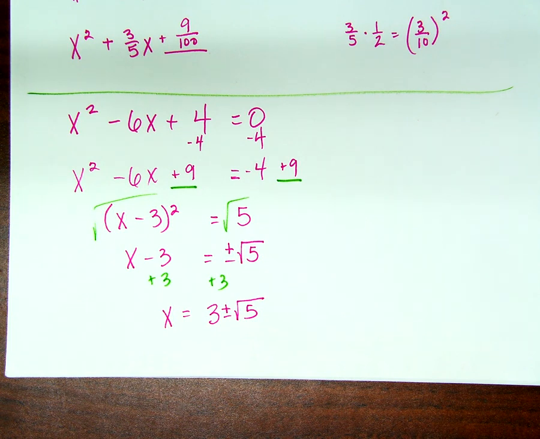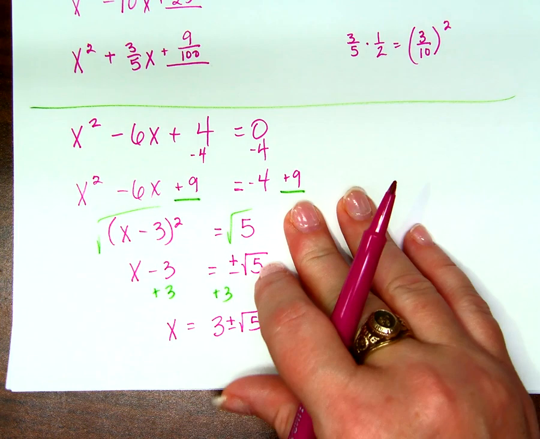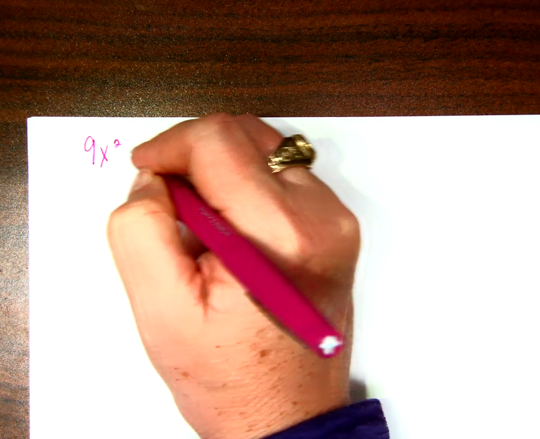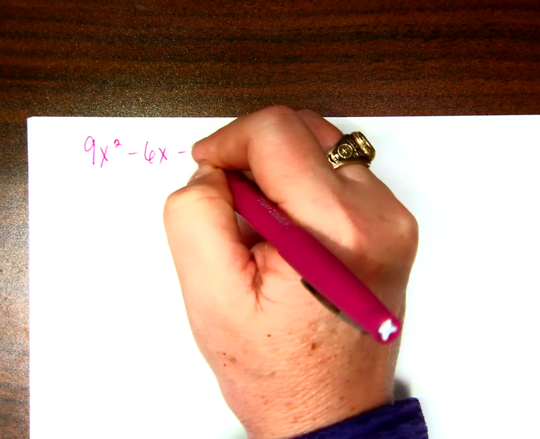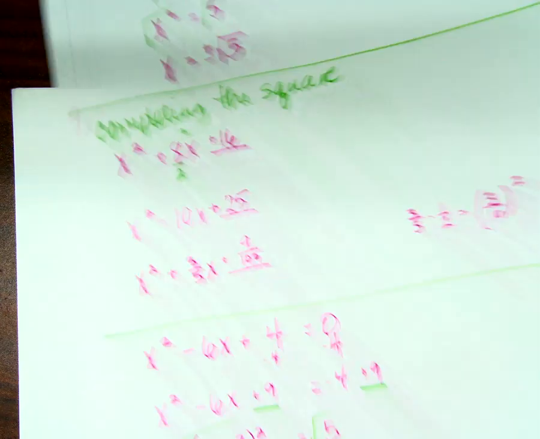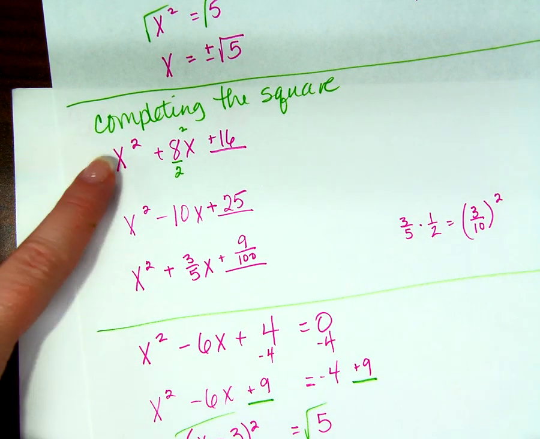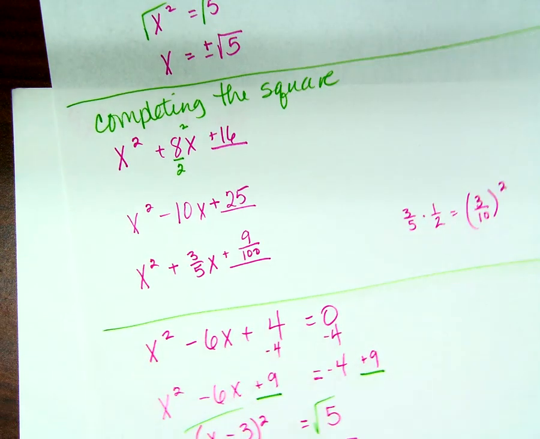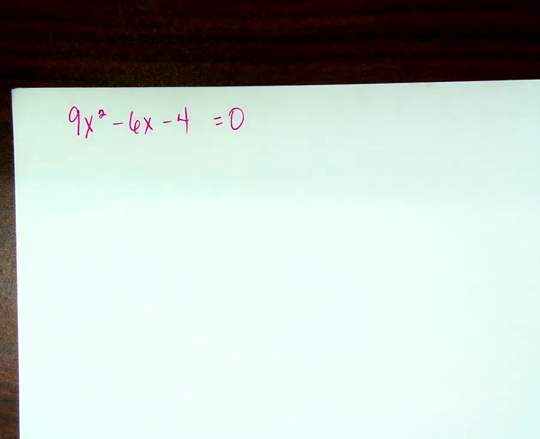Now, are they all that easy? No, we know better than that, right? Okay. So what if it looked like this? 9x squared minus 6x minus 4 equals 0. Well, all these examples that I showed you before, what was true about the a value? It's 1. Okay? We don't want to complete the square unless that a value is 1.